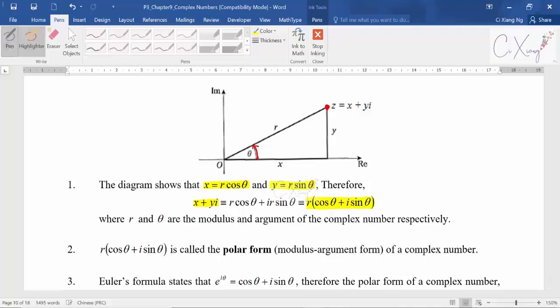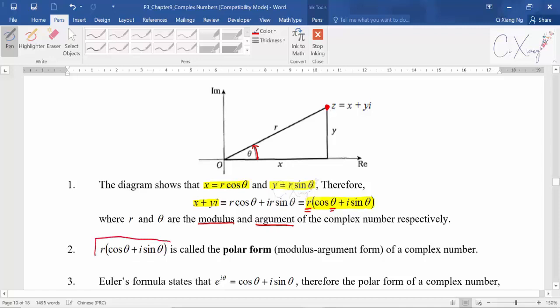You should know that r and theta here mean: r is the modulus of the complex number, and theta is the argument of the complex number. This pattern itself we call polar form, or another name is modulus argument form, because from the expression you can see r and theta, where r is the modulus and theta is the argument. So this is what we have for the polar form.